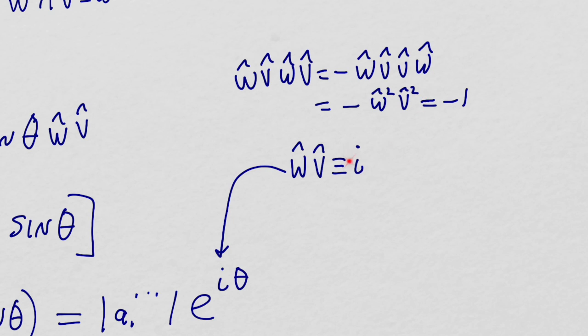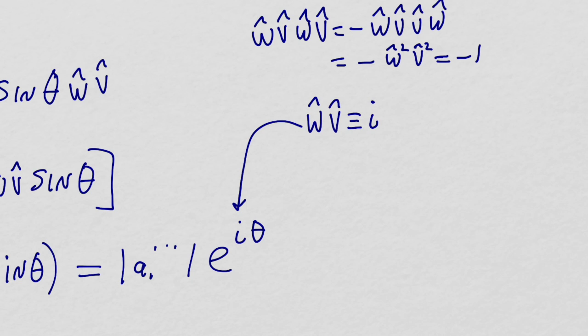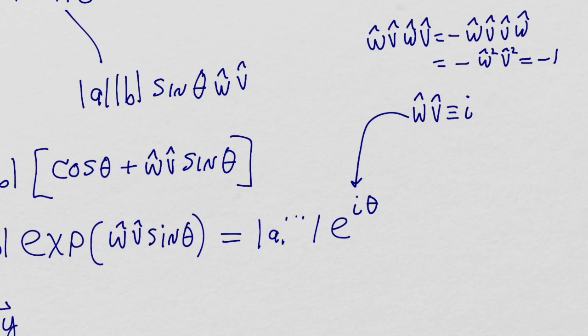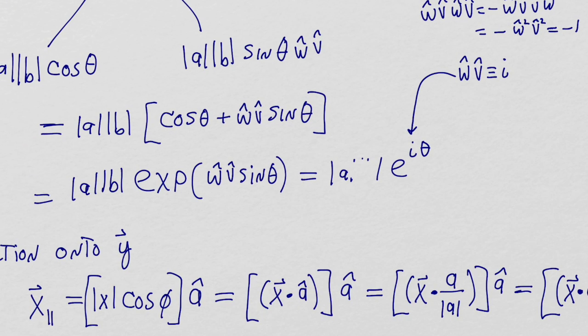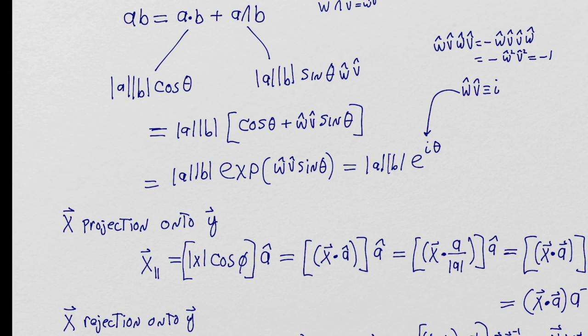So we're going to call that little I, to represent the bivector that defines the plane between A and B. So ultimately, we now know that we can write the geometric product of A and B as the magnitude of A times the magnitude of B times e to the I theta, where theta is the angle between the two vectors, and I is a unit bivector that defines the same plane as A and B.